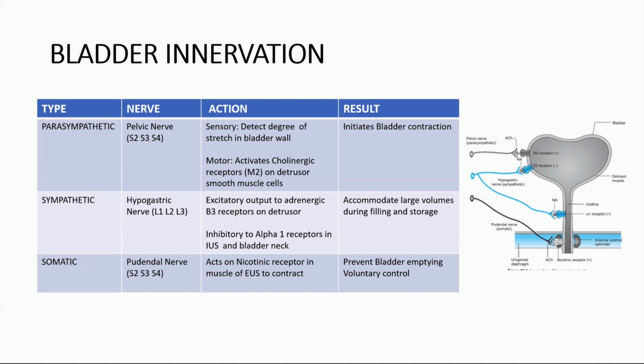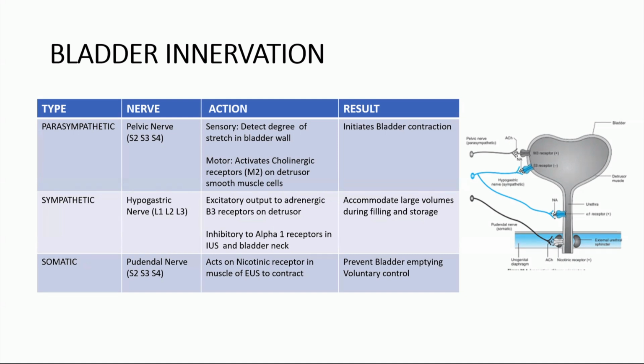The sensory fibers pick up the stretch from the stretch receptors as the bladder fills and convey it to the sacral portion of the spinal cord, which then sends the parasympathetic fibers. These fibers release acetylcholine, which acts on the muscarinic receptors and causes contraction of the detrusor.